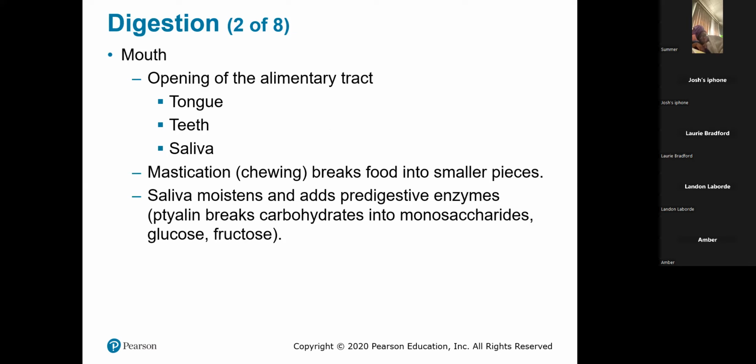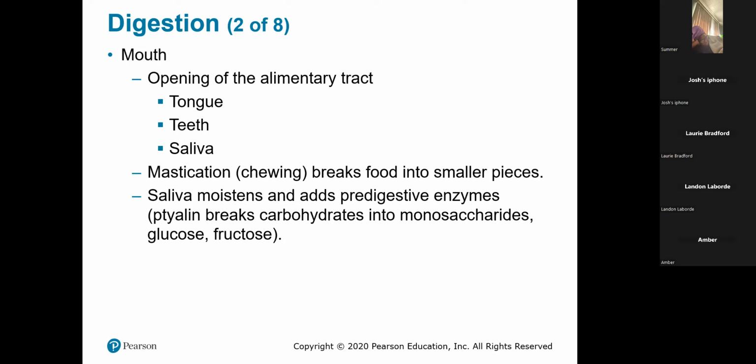So let's look at some of these features a little more closely, and the first of which we're going to look at is the mouth. This is the opening of what we call the alimentary tract. This is where you find our tongue, our teeth, and saliva. All of these things are going to begin that initial breakdown process.